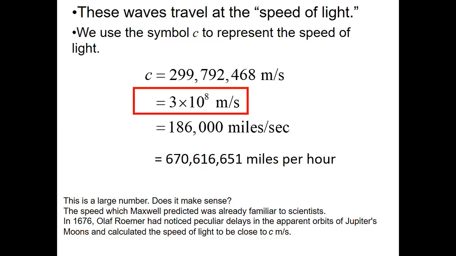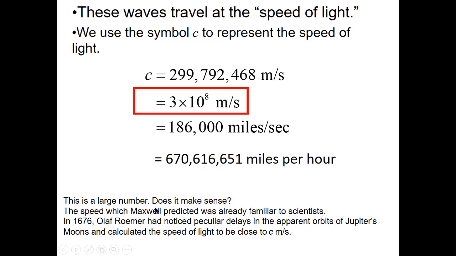Miles per hour, it is 670,616,651 miles per hour. So it is a huge number. We cannot imagine traveling at that speed using our vehicles. So this is a large number. Does it make sense? We don't know, right?